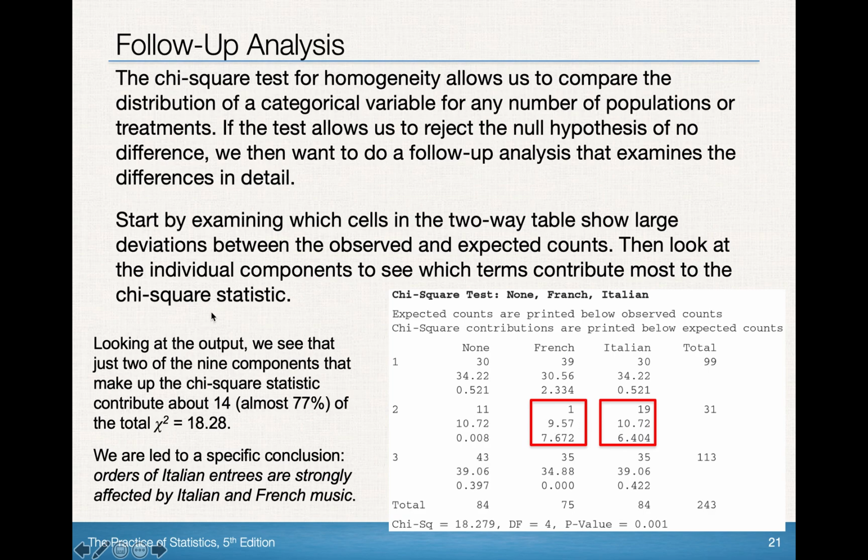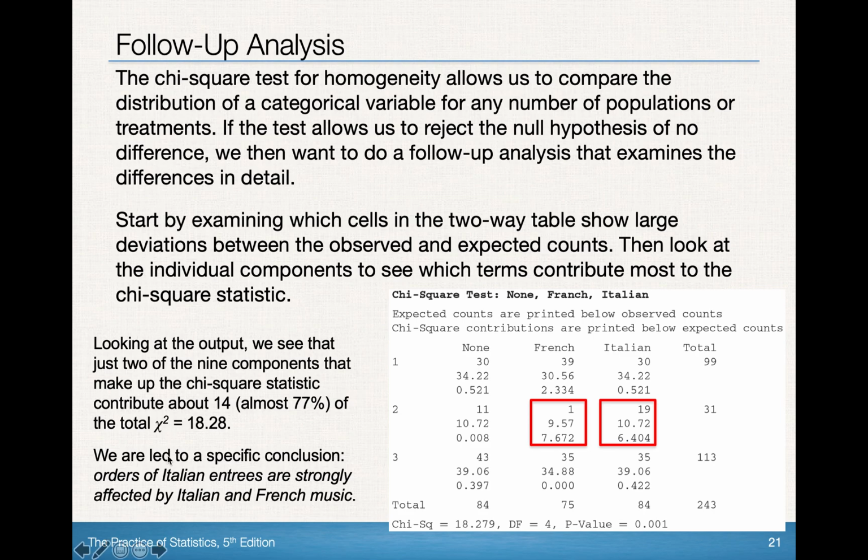So you can see, looking at the output, there is a conclusion we can come to, and that is that the orders of the Italian entree are strongly affected by the French and Italian music, which is kind of what we looked at in the very beginning, right? In the very beginning, we analyzed the graphs, and when I analyzed the graphs, I said, wow, Italian entrees seem to be affected a lot by music. And the other entrees, yeah, they changed a little bit, but the Italian entree changed the most. That's when I first noticed.